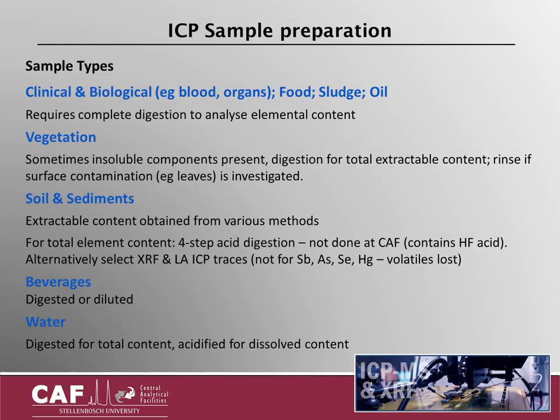For the total element content of soils and sediments, this typically requires a 4-step acid digestion to completely break down all of the silicate minerals. This is not done at SAF, as it requires HF acid to be used.